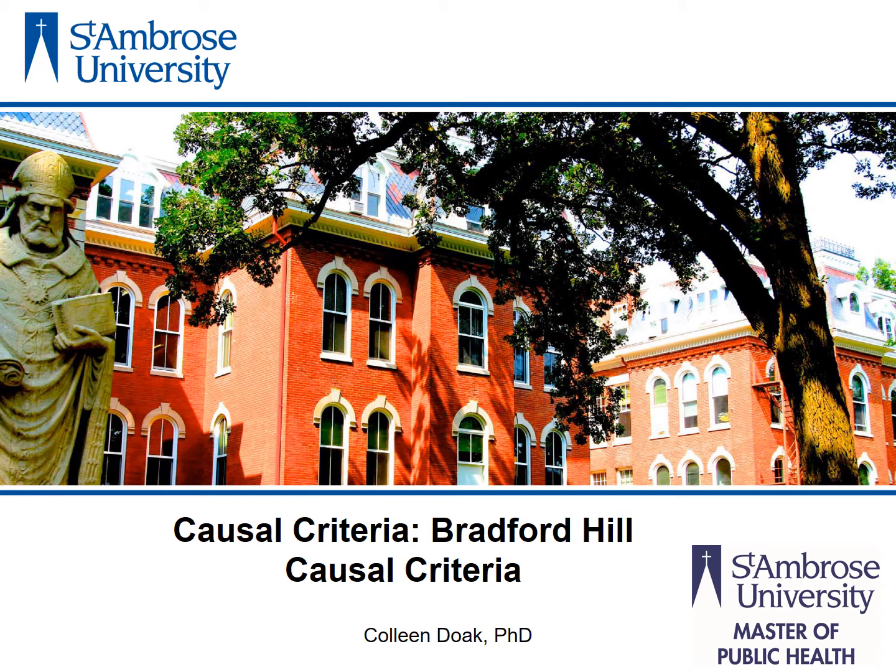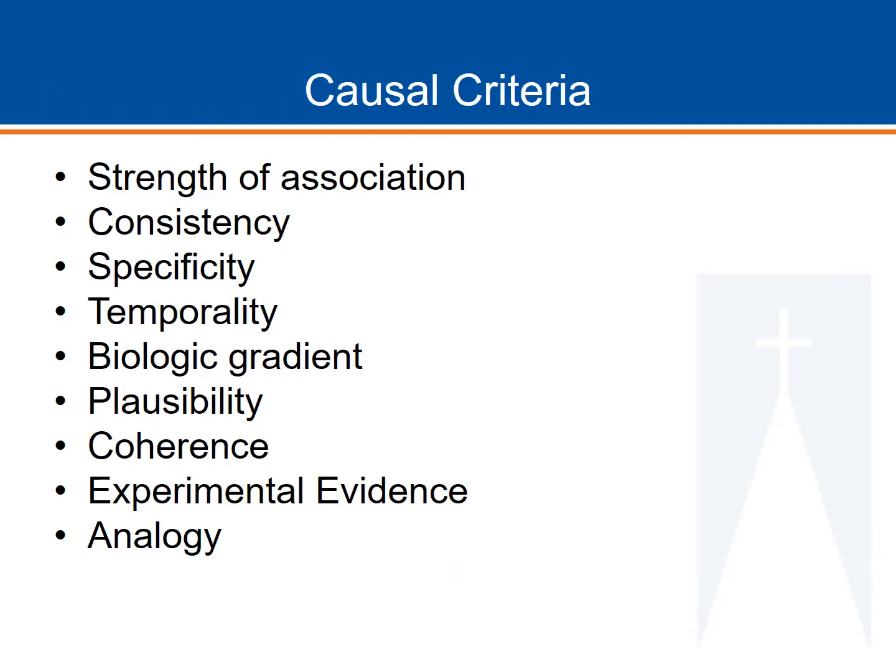Welcome. This is a PowerPoint presentation going over the causal criteria, sometimes referred to as the Bradford-Hill causal criteria. I'm going to start with just giving the list. This is the list that's in the book, Rothman: Strength of Association, Consistency, Specificity, Temporality, Biologic Gradient, Plausibility, Coherence, Experimental Evidence, and Analogy.